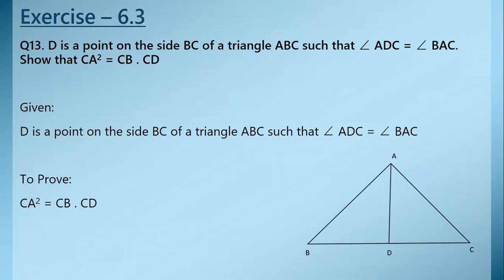Now, question number 13. D is a point on the side BC of a triangle ABC such that ADC and BAC are equal. We have to show that CA square is equal to CB into CD. So ADC, that is this angle, is equal to BAC, that is this angle. These two are equal is given to us, and we have to prove that CA square, that is this side, is equal to CB into CD.